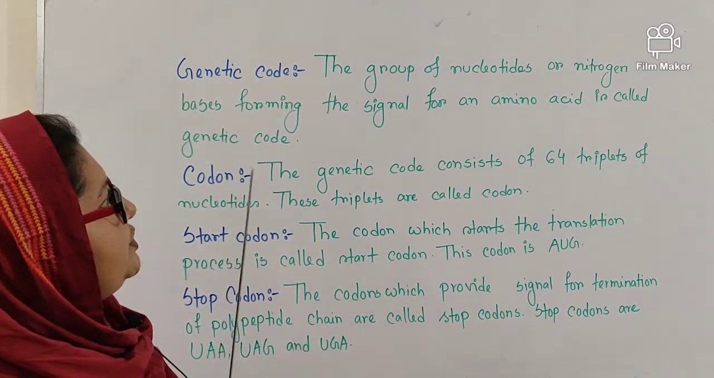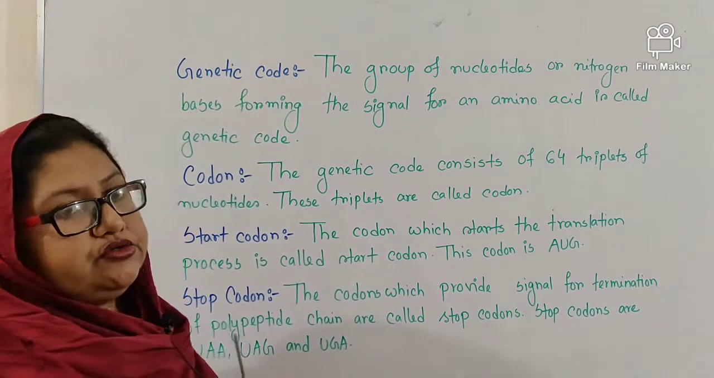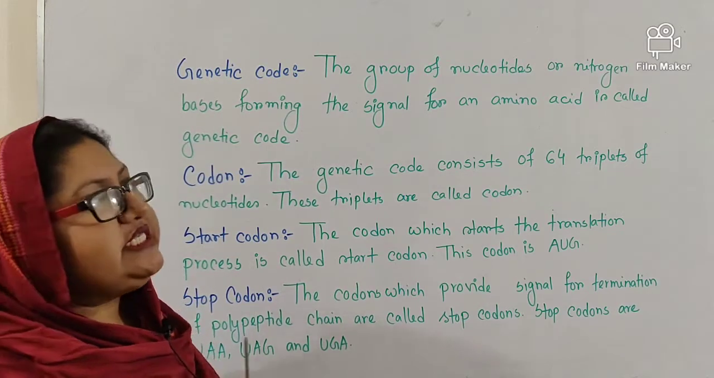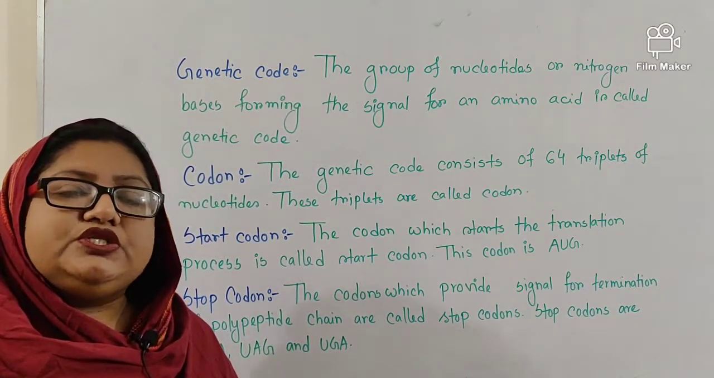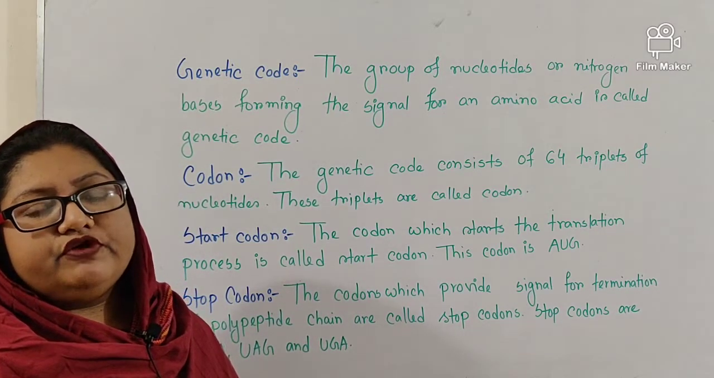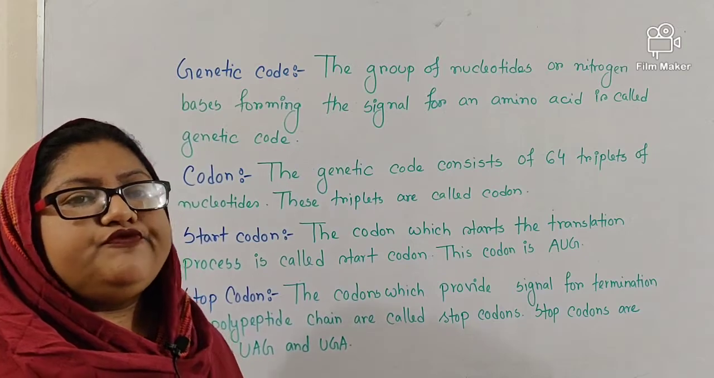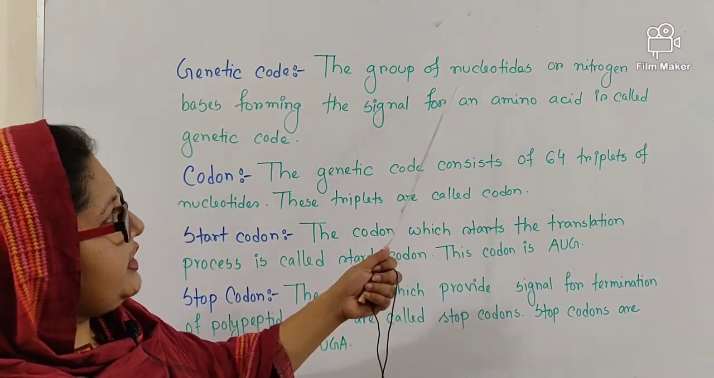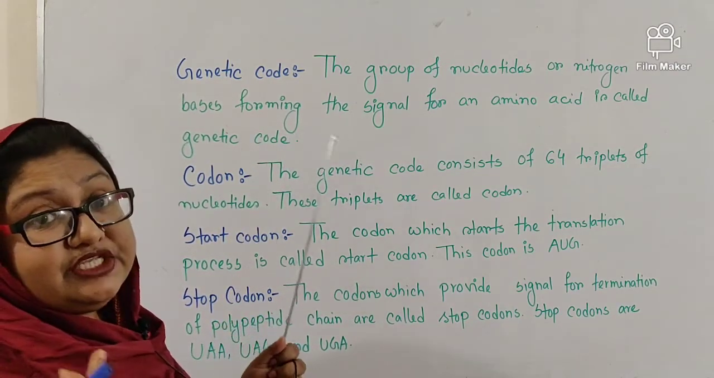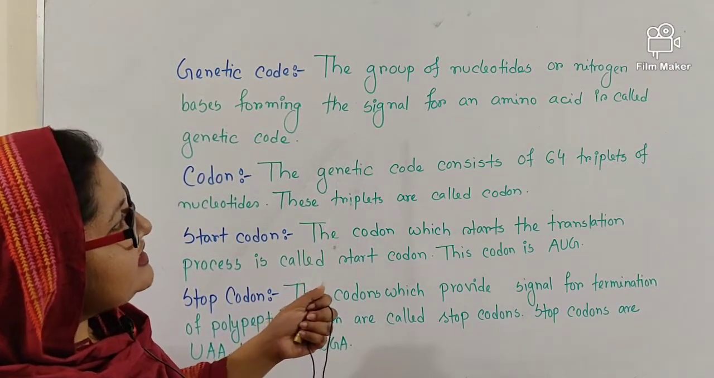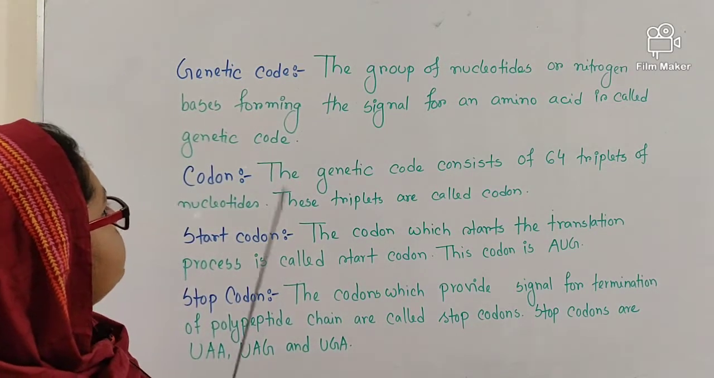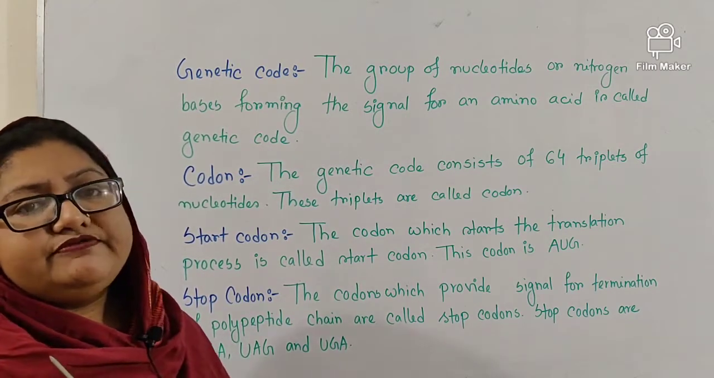Now, genetic code. The group of nucleotides or nitrogen bases forming the signal for an amino acid is called genetic code. You know what is nucleotide? A ribose sugar, nitrogen base, and inorganic phosphate combining collectively form a unit which is called nucleotide. So the group of nucleotides or nitrogen bases formed for the signal of an amino acid is called genetic code. You know there are 20 types of amino acid.